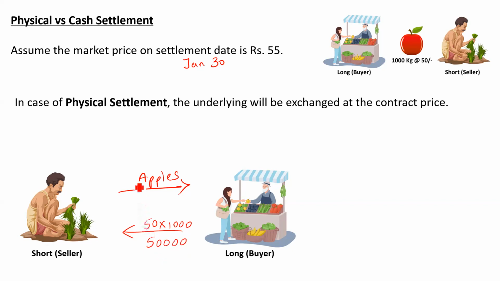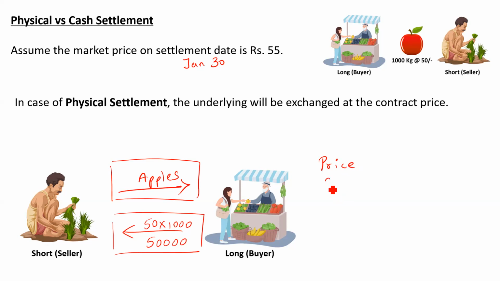So this is physical settlement. The apple is actually moving from the seller to the buyer, and then the entire price of the contract, 50,000 rupees, will be paid by the buyer to the seller. Because the price on the settlement date is 55, the price has gone up from the agreed upon price. You need to remember that if the price on the settlement date goes up or is greater than the agreed upon price, then the long makes a profit and the short makes a loss.